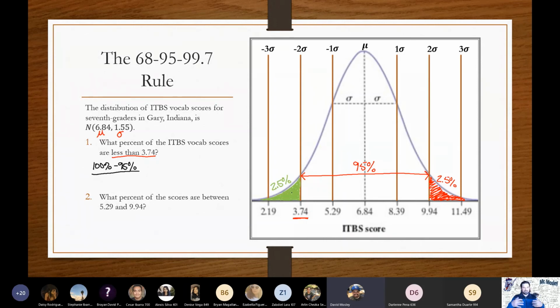will leave me what's outside of that area. And half of that, divided by 2, is the area that I'm looking at. Right, so we get 5% divided by 2, and we get our 2.5%. Okay, so this is our percentage of scores less than 3.74. What can I clarify here?